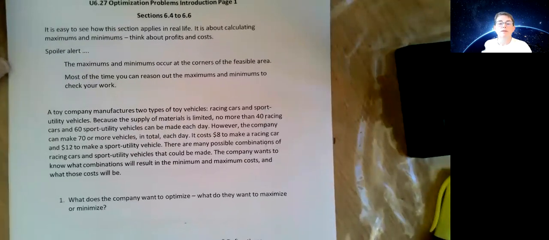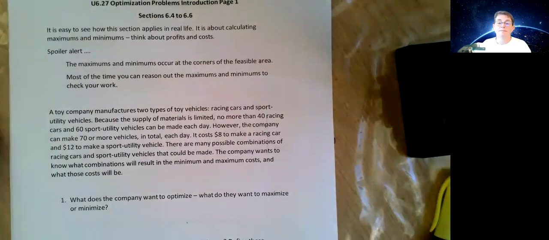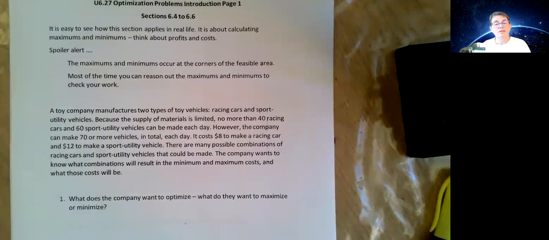Sorry, this way. When you're done your graphing, the maximums and minimums always occur at the corners of the feasible area. You don't have to look for them. They're just where lines intersect. And honestly, most of the time, you can reason out the maximum and minimums when you want to check your work. So even if you're not 100% sure what we're looking at right now, let's dive into a question and we'll go through it slowly and it should clear it all up for you.